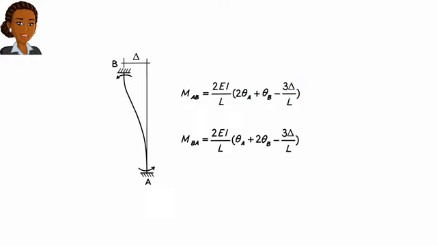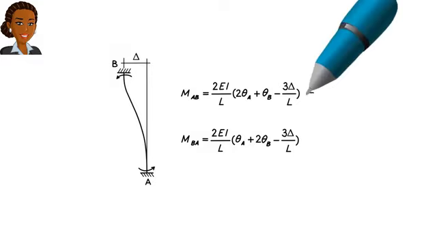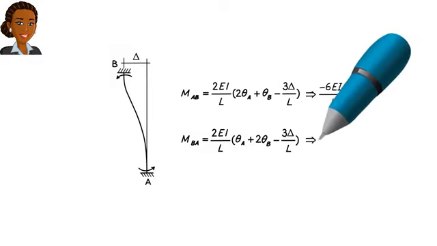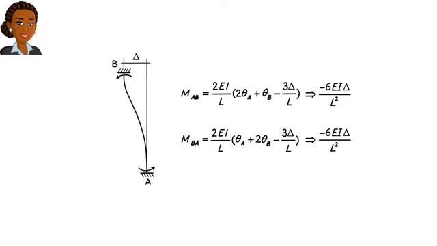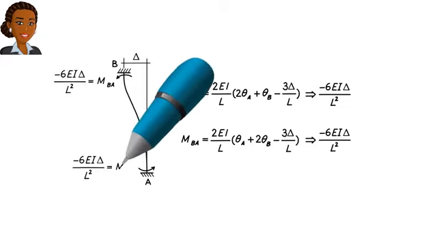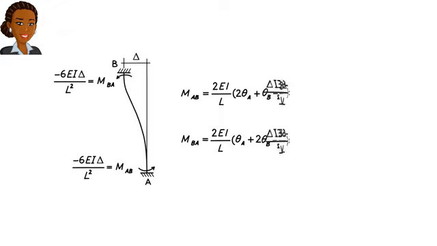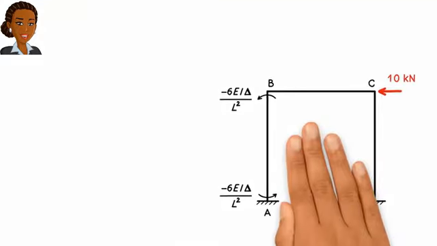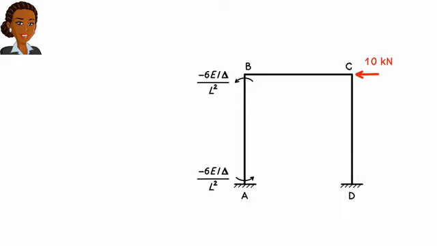If the member is assumed to be fixed at both ends, in other words, if theta A and theta B are 0, then the two equations reduce to these. These are the bending moments at the fixed ends of the member, or our fixed end moments. Therefore, using the slope deflection equations, we can easily turn the lateral displacement of the frame into fixed end moments to be used in the moment distribution method.